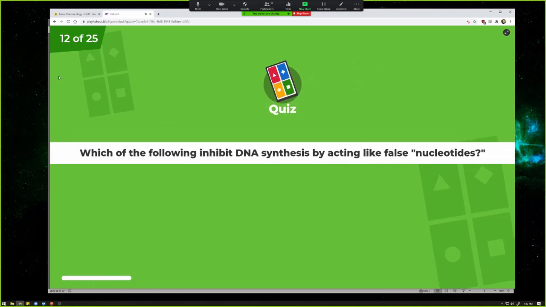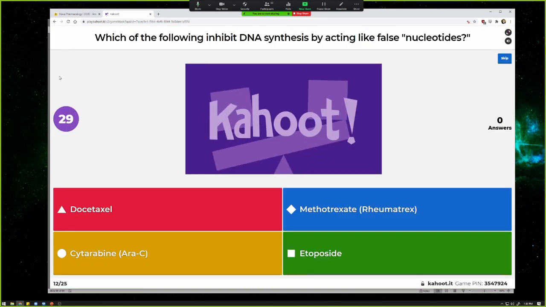All right. Which of the following inhibit DNA synthesis by acting like false nucleotides? It would be docetaxel, methotrexate, cytarabine, or etoposide.